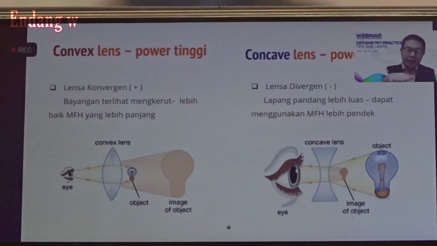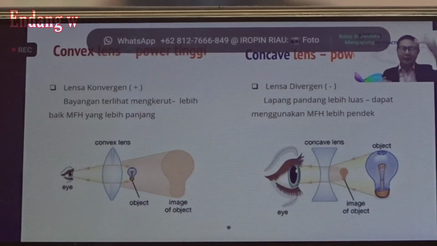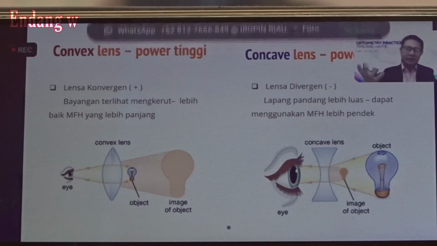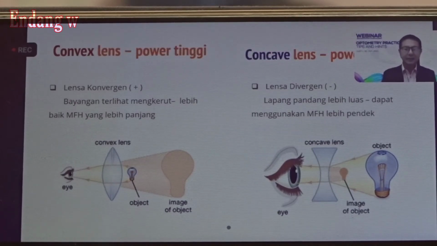So for concave, it is a diverging lens. It spreads out, so with a small corridor or small lower fitting height for such lenses, you may see wider. So for concave lenses, you don't really need such a long fitting height or even a corridor. Okay, or generally you can even relate this to a single vision lens as well. Okay, the next slide.